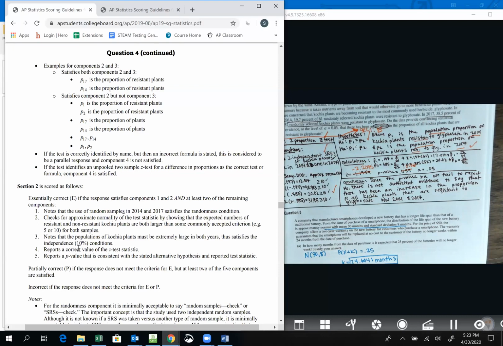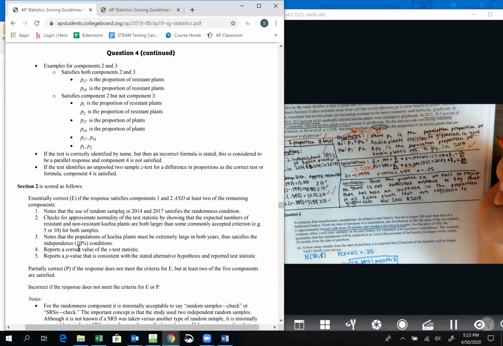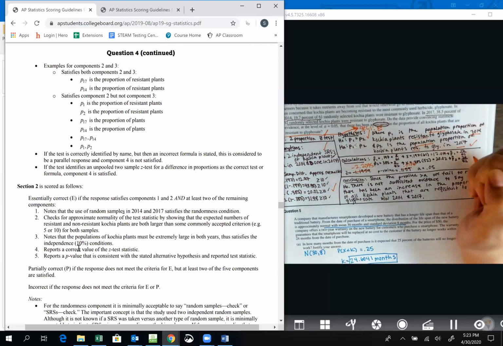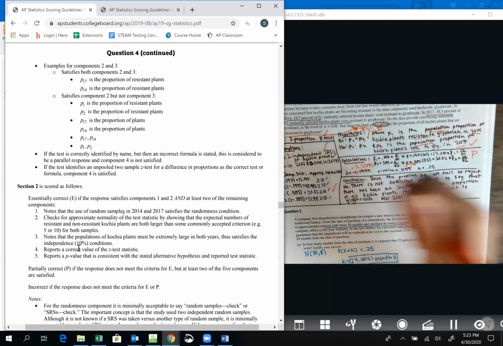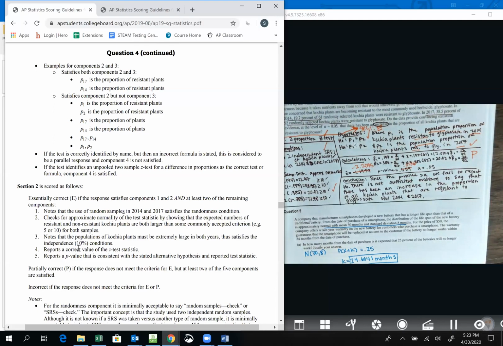Partially correct if the response does not meet the criteria for an E, but it satisfies at least 2 of the 5. So I satisfied 1 and 2, so I would get a partially correct here, even though my calculations were completely wrong. Because I typed them in wrong and not because I don't know what I'm doing.